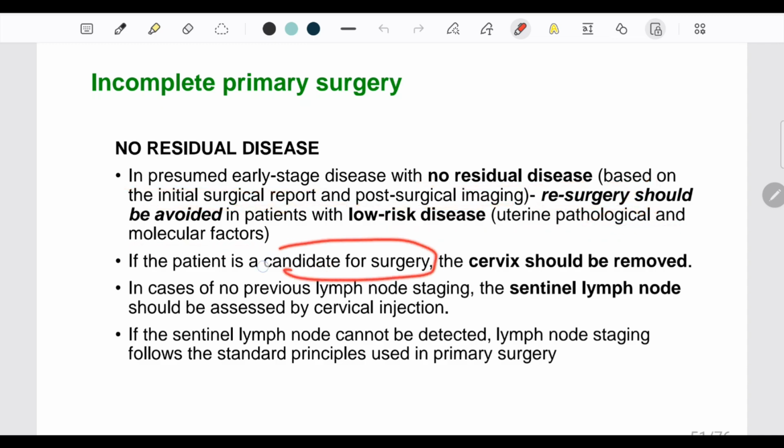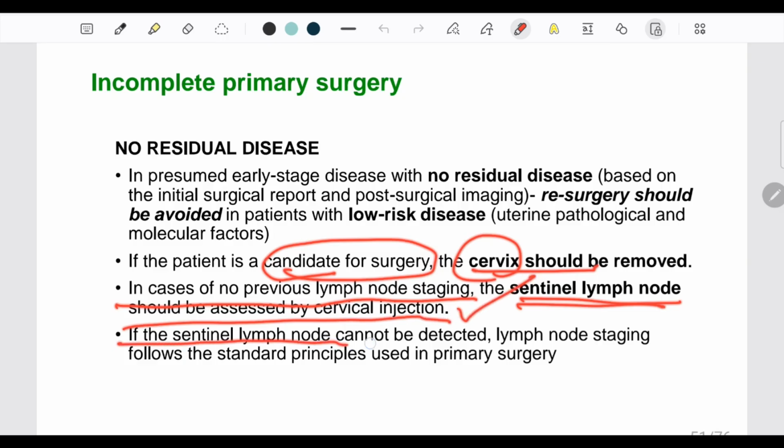If the patient is a candidate for surgery, then remove the cervix. That is, in case of no previous lymph node staging, the sentinel lymph node should be assessed by cervical injection. If the sentinel lymph node is not detected after injecting the dye, then lymph node staging follows the standard principle used in primary surgery.